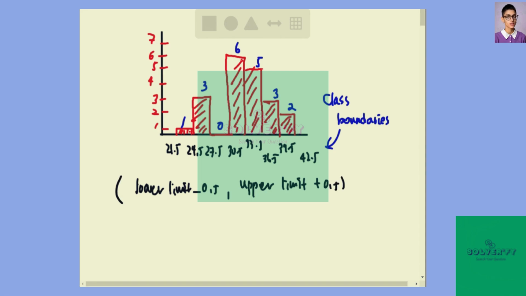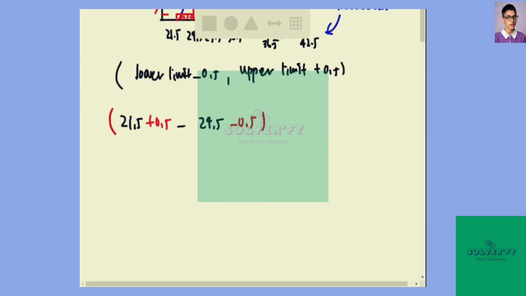So what that means is the class boundary over here, 21.5 to 24.5, let me use a red pen. We're going to be adding back, and for 24.5, we're going to subtract 0.5 back. Then we can get our class limits. So you're going to be doing this for each one. Let's try to do it.